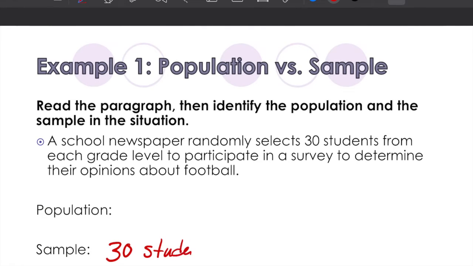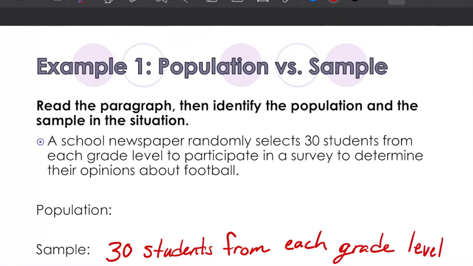30 students from each grade level. Sorry about my handwriting. It's getting worse and worse as time goes by. All right, so that's the sample. Those are usually really easy to identify in the problem. It'll say it word for word. The population you usually have to give a little bit of thought to.